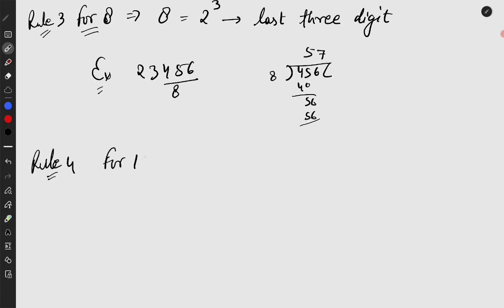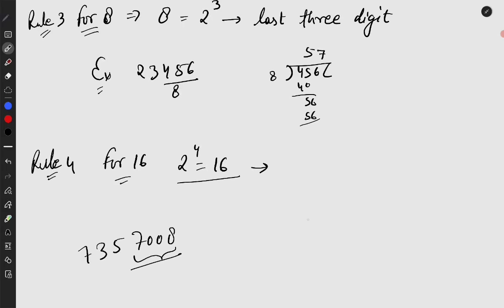If you see, after 8 comes 16, which is 2 to the power 4. To check for 16, all we can do is go for the last 4 digits. For example, if the number is 7357008, and the last 4 digits, 7008, are divisible by 16, then the number would be divisible by 16.